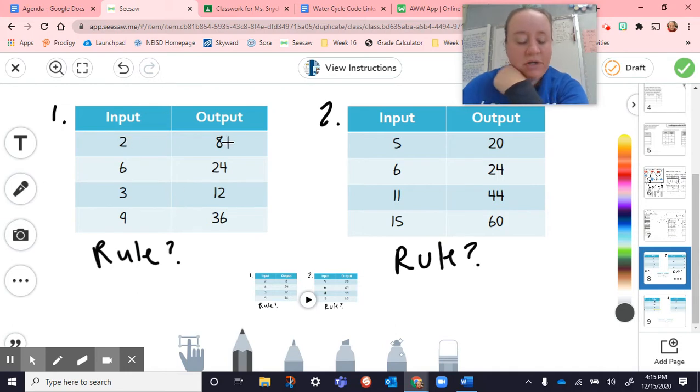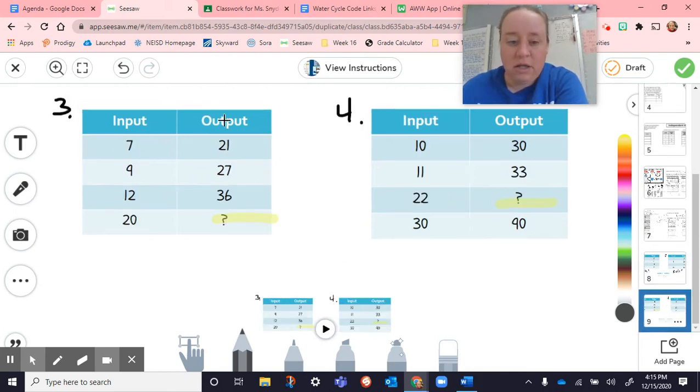So when you go from your input to the output, what's the rule? Are you adding? Are you subtracting? Are you multiplying? Are you dividing? And then on page 9, you're finding the rule, but then you have to go and apply it to be able to find out what the missing piece is, okay?